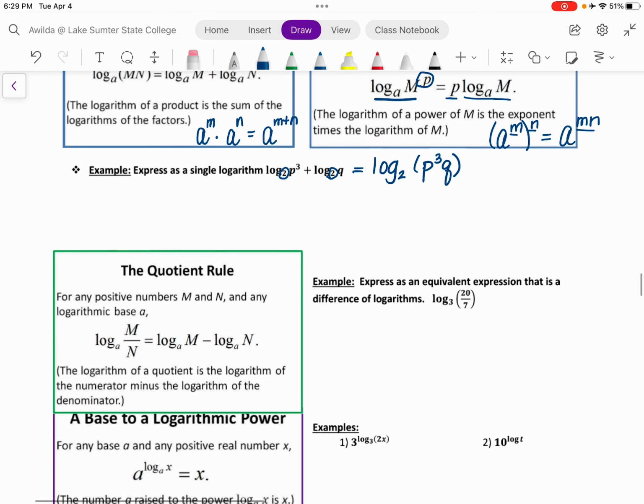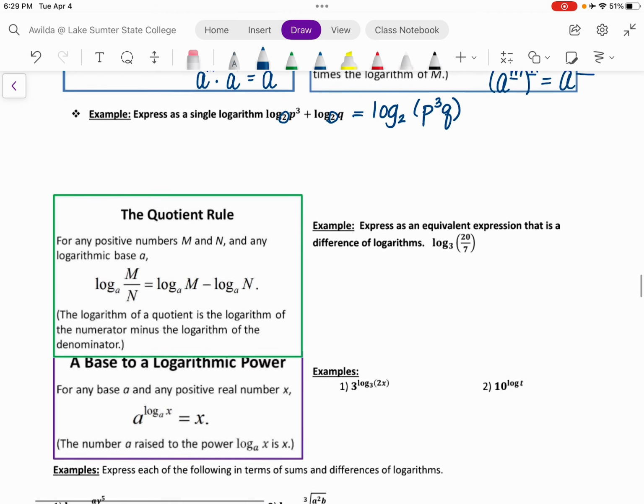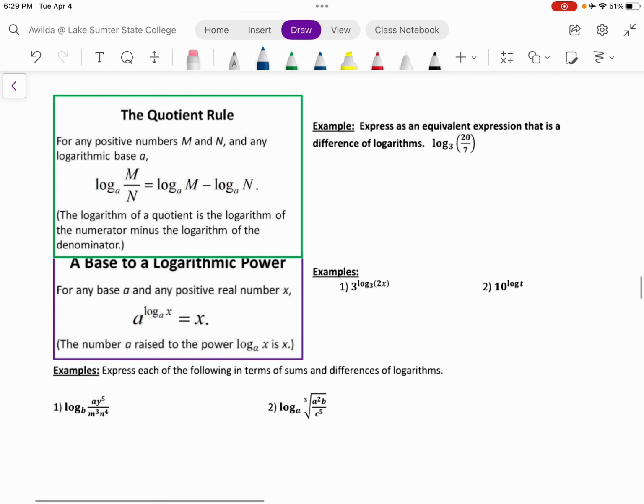Next, let's look at the quotient rule for logarithms. It states that for any positive numbers m and n, and any logarithmic base a, the logarithm base a of the quotient m divided by n is equal to logarithm base a of m minus the logarithm base a of n. In other words, the logarithm of a quotient is the logarithm of the numerator minus the logarithm of the denominator. You can probably guess which rule of exponents this rule is related to.